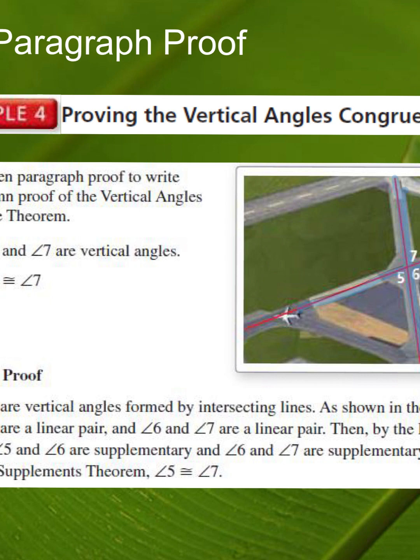So as shown in the diagram, angle 5 and angle 6 are linear pairs. These two right here. Angle 6 and angle 7 are linear pairs too, so these two. Then, by the linear pair postulate, angle 5 and angle 6 are supplementary, and angle 6 and angle 7 are supplementary. So by the congruence supplements theorem, angle 5 and angle 7 are congruent.